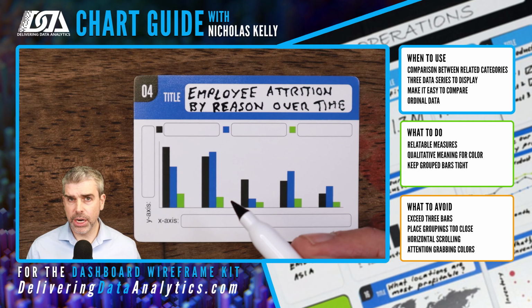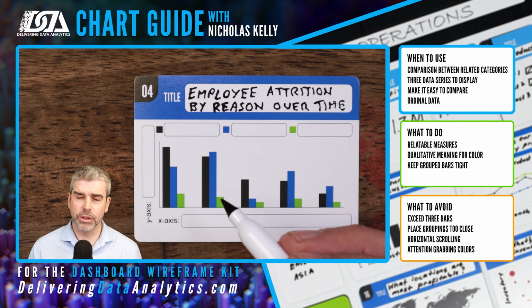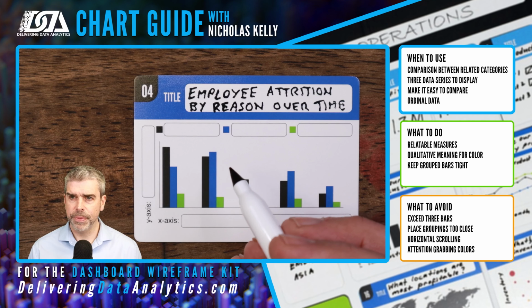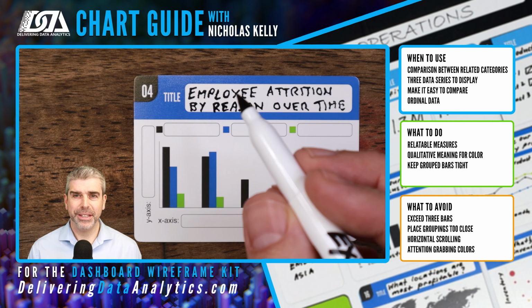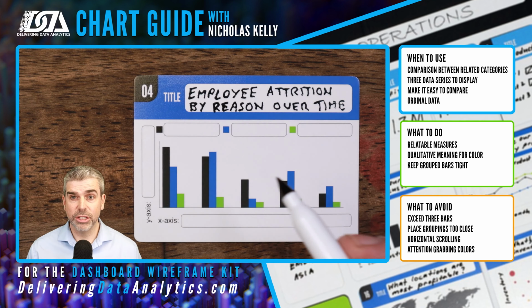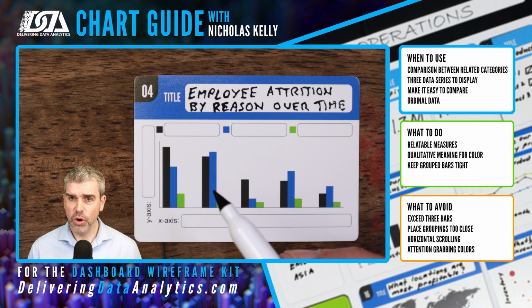The triple bar chart, as you might expect, is very familiar and similar to the double bar chart, except instead of 2 series of related data, we've got 3. So in this example, I'm showing you a chart for HR, since we can all relate to that, and it's employee attrition by reason over time.